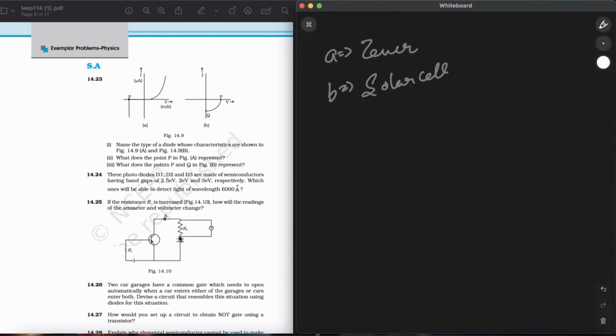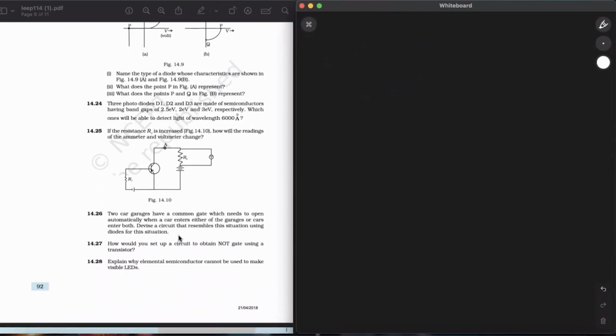Now we have question number 24. Three photodiodes D1, D2, D3 have band gaps of 5 electron volts, 2 electron volts, and so on. Which ones will be able to detect light of wavelength 6000 angstroms? So we'll check. We can just solve it by finding the photon energy in electron volts.